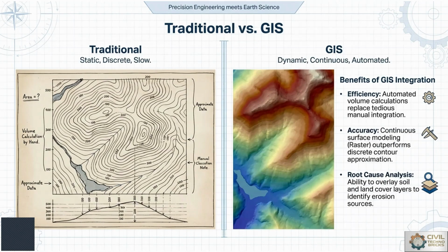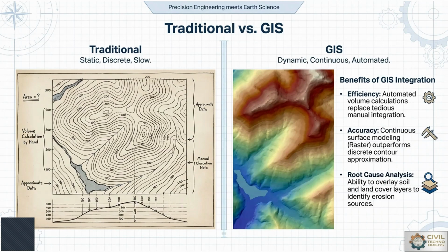One of the most significant advantages of GIS is the ability to overlay different information layers. By stacking soil types, land cover, and elevation data, civil engineers can pinpoint exactly where erosion is starting in the watershed, moving beyond just measuring the sediment to identifying its source.